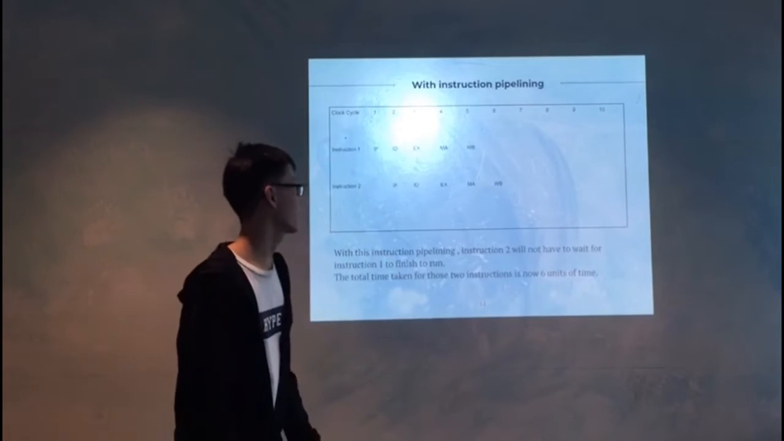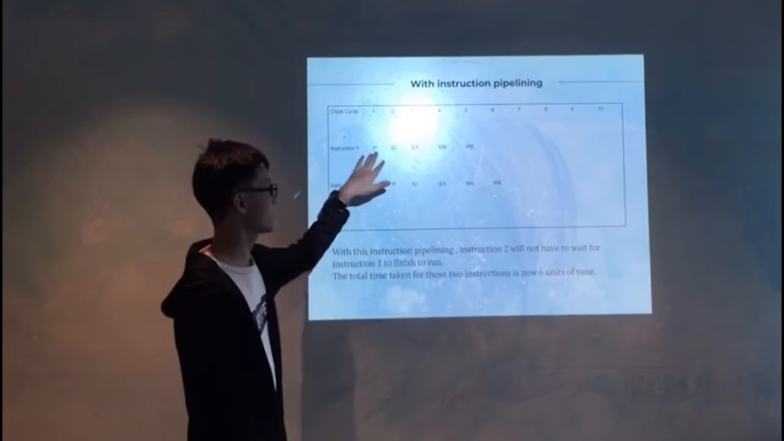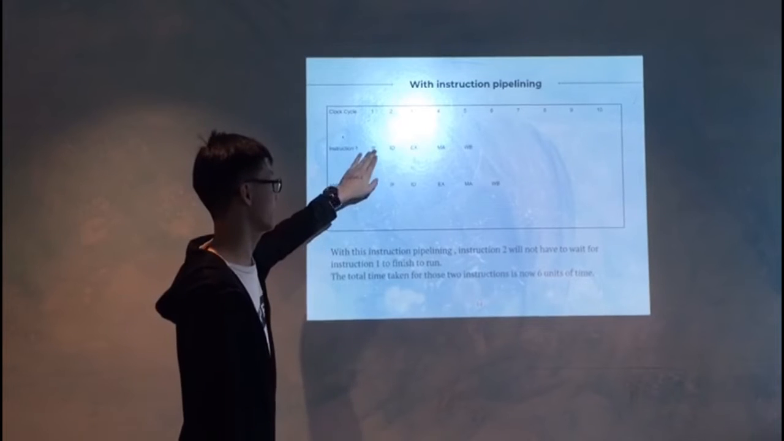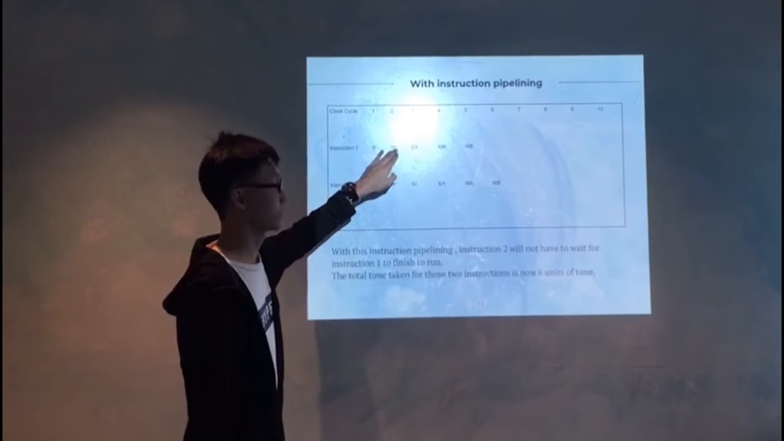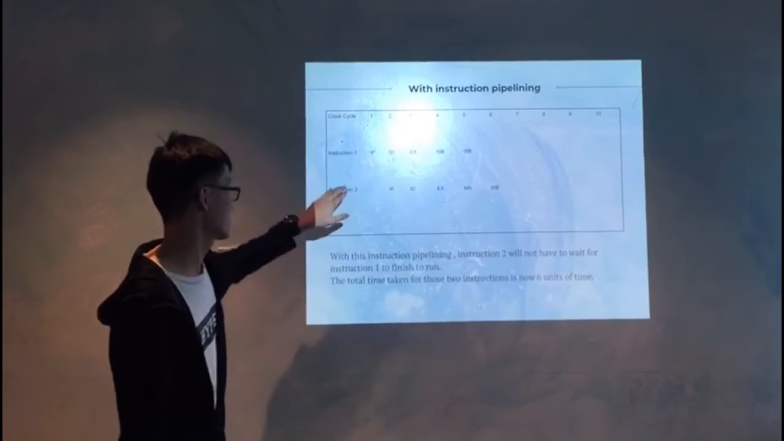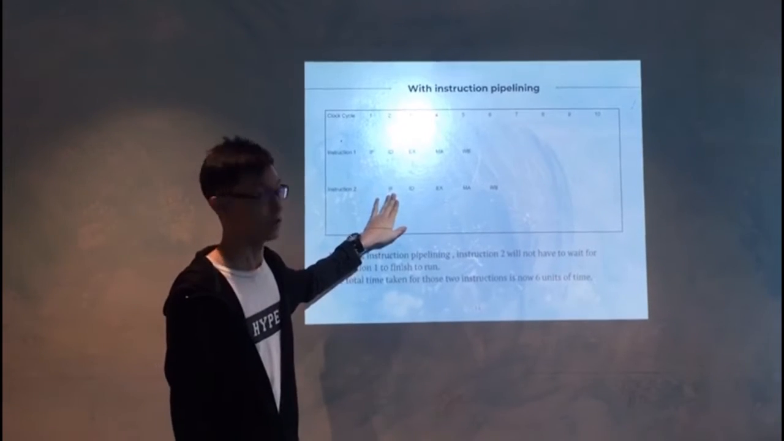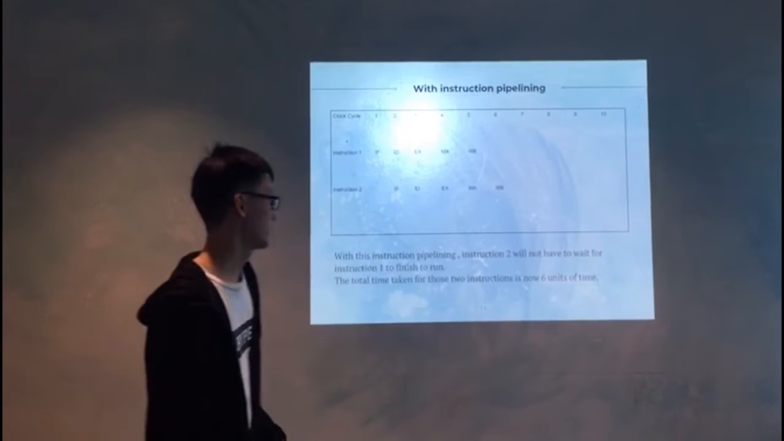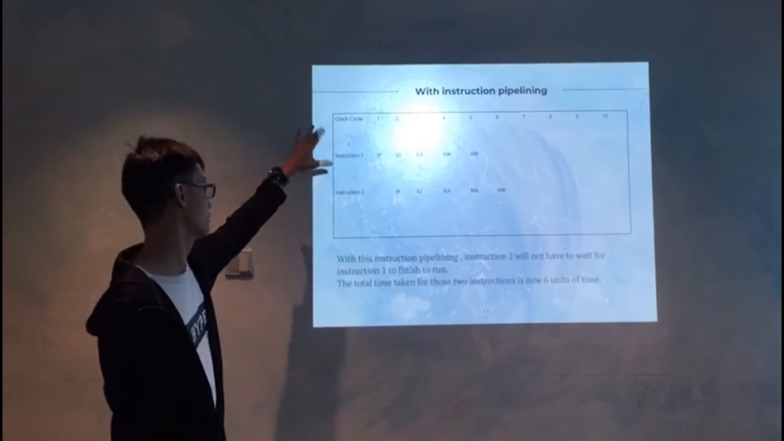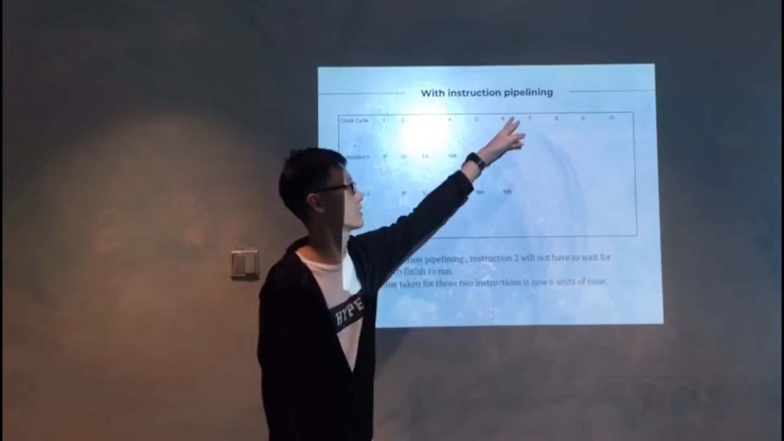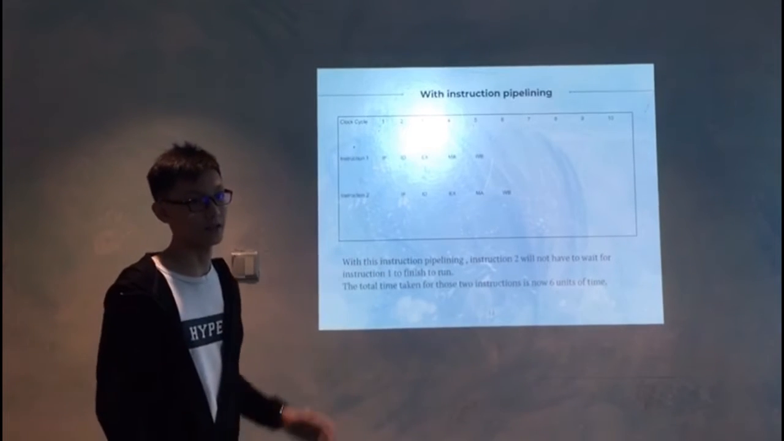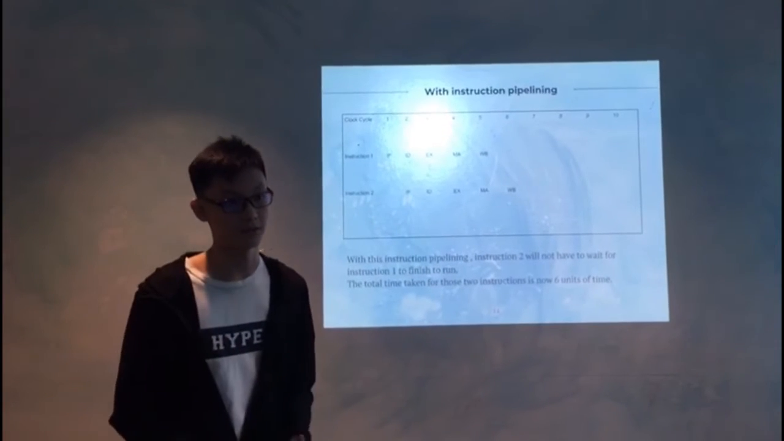And with instruction pipelining, after the first instruction finishes the instruction fetch and goes to instruction decode, the second instruction can execute the instruction fetch at the same time. So if this is the case, the total time taken for those two instructions is now 6 units of time. It shortens the time and thus increases the CPU throughput.